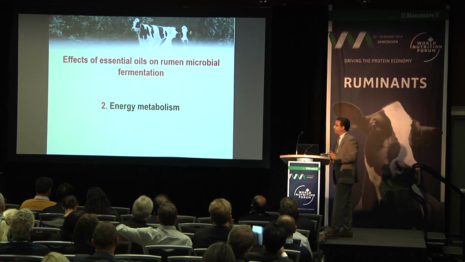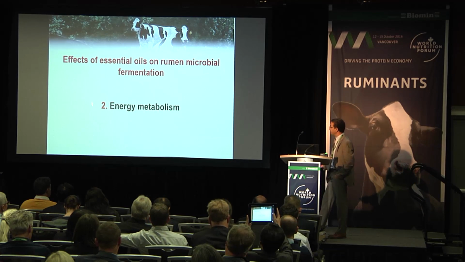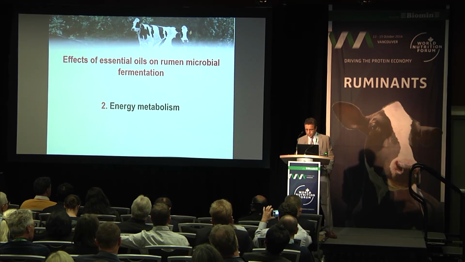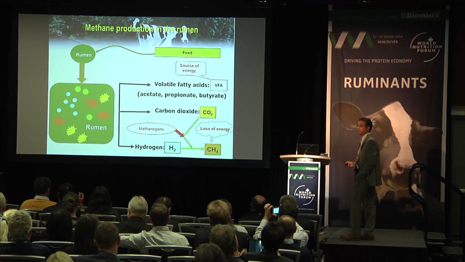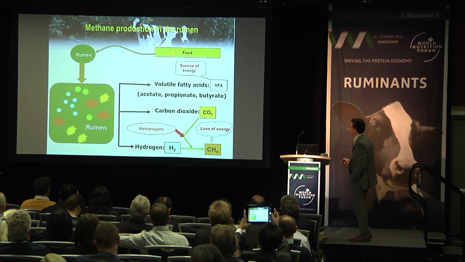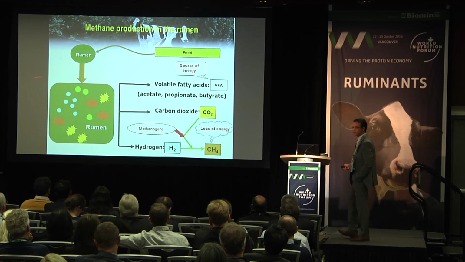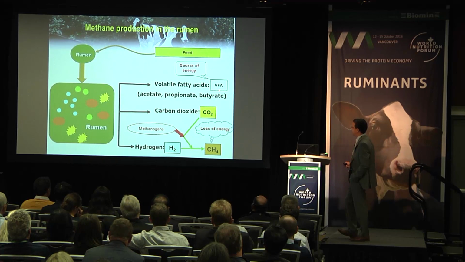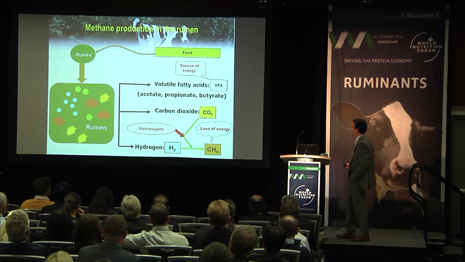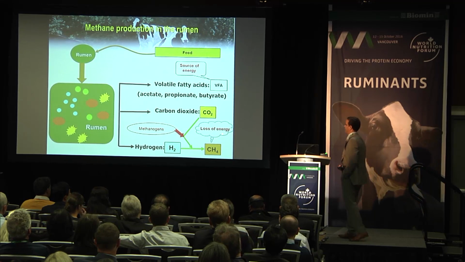Now, let's move to the potential to use essential oils to positively affect energy metabolism in the rumen. Before going into the details of the results, just a very quick reminder about energy metabolism in the rumen. As you know, the feed, once ingested by the animal, undergoes an intense degradation and fermentation in the rumen, which results in the production of volatile fatty acids. This is the main source of energy to the animal, mainly acetate, propionate, and butyrate, and it also results in the production of methane, which is a loss of energy.